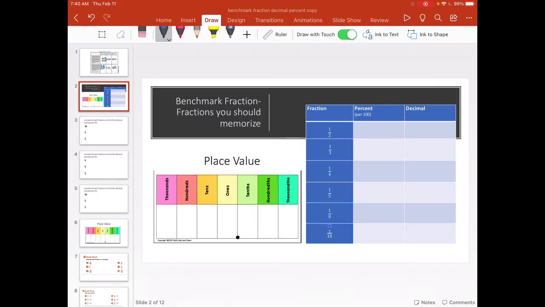Just as I quickly talked about, we know that with decimals, the first place past the decimal is the tenths place, and the second place past the decimal is the hundredths place. Hundredths is important because percent is per 100. It's always out of 100. That's what we want to get on our assignments and tests. So if we remember that, let's look at some of these fractions.